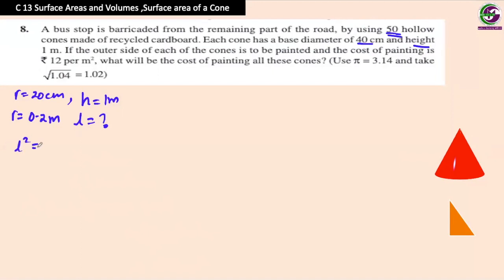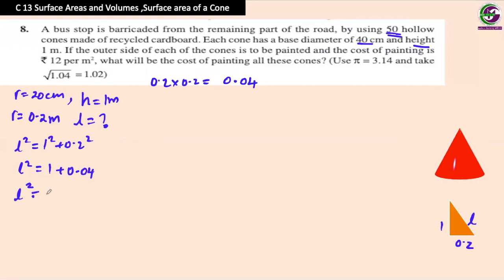So we have to find L. By Pythagoras theorem, L square is equal to 1 square plus 0.2 square. So L square is equal to 1 plus 0.04. Be careful because 0.2 square, 0.2 multiply 0.2, is not 0.4, it is 0.04. So L square is equal to 1.04. So when you take square root, we are given square root of 1.04 is 1.02. So we get the slant height.